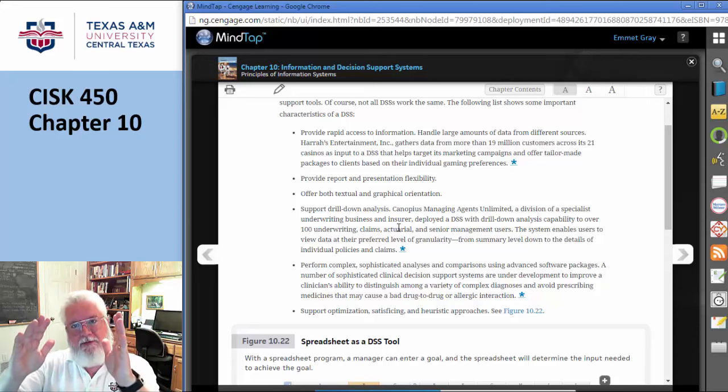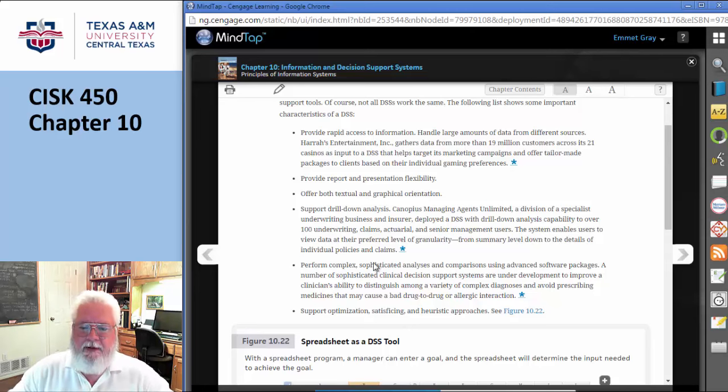So I have to be able to start at a region and drill down to another region, into a store, and perform complex, sophisticated analysis and comparison. Yeah, that's what this is all about. It supports optimizing, satisficing, and heuristics, just like we did before.